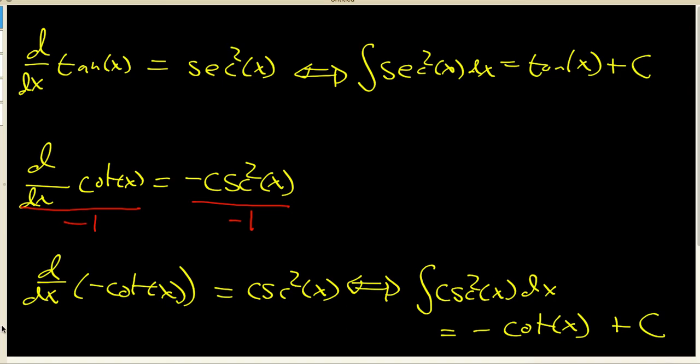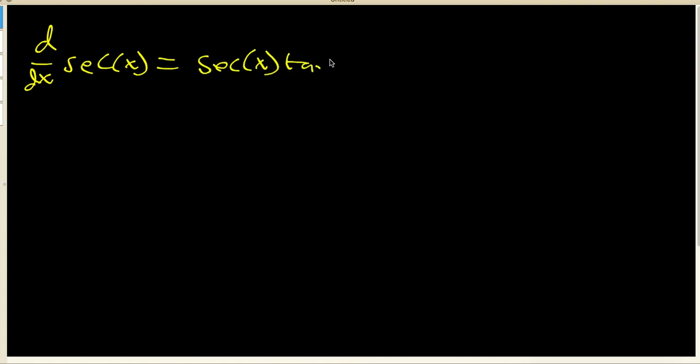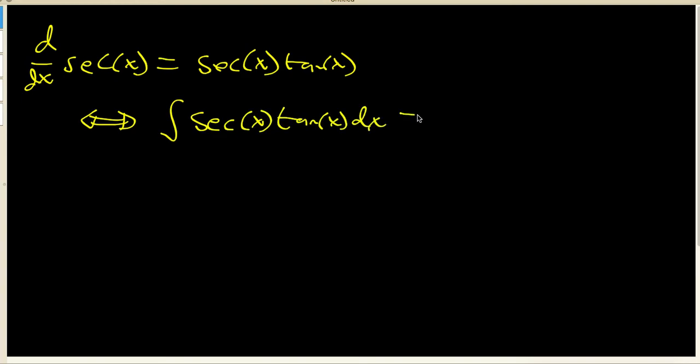Our final two trig functions are the secant and the cosecant, and the derivative of the secant of x is known to be the secant of x times the tangent of x, and so the equivalent integration fact is that the integral of secant of x times tangent of x with respect to x is going to be equal to the secant of x plus any constant that we want to add.